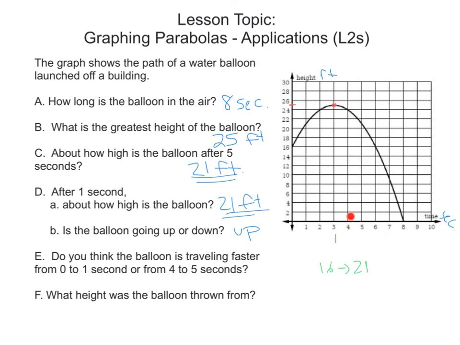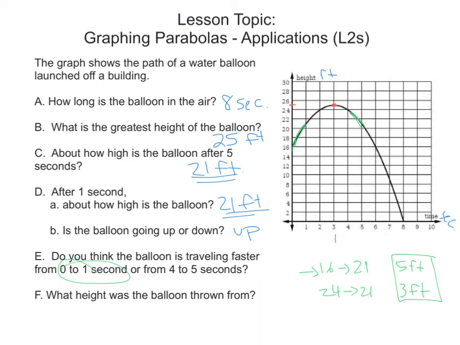And from 4 to 5 seconds, it's going from 24 feet to 21 feet. 24 to 21. So from 16 to 21, that is 5 feet of growth in that 1 second. And 24 to 21 is 3 feet of change, or in this case, not height growth, but decreasing in height. Sorry about that. So which one? Well, obviously this one right here, which means that it's traveling faster in this 1 second than it is in this 1 second here. So from 0 to 1 second.